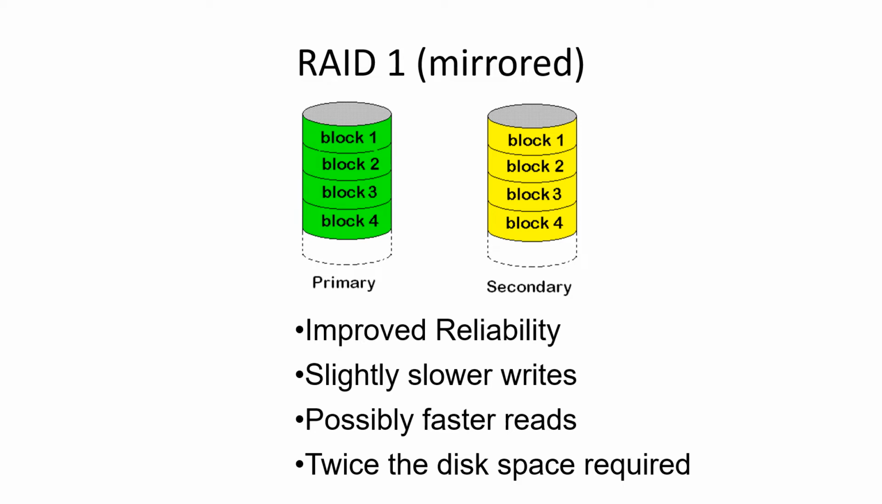The downside of this is that it takes twice as much physical mass storage to hold it. So if you have two physical disks, you only have one disk worth of usable storage. The second one is the backup, and you don't see that.